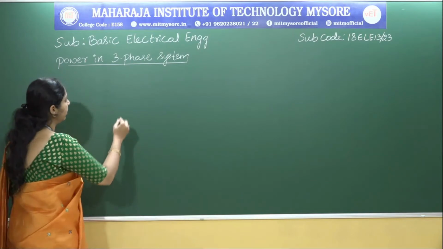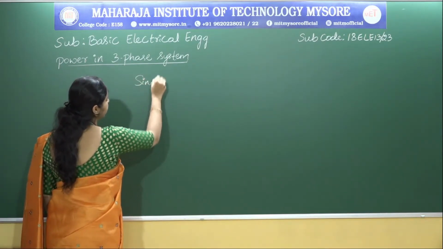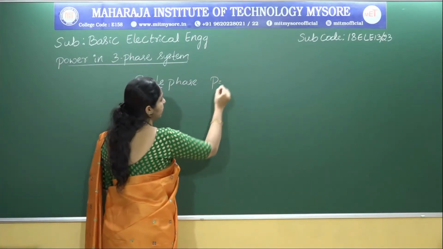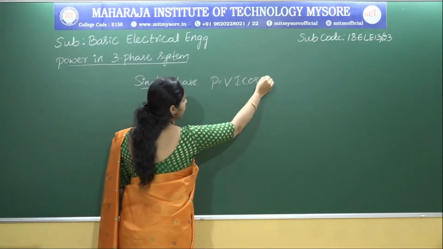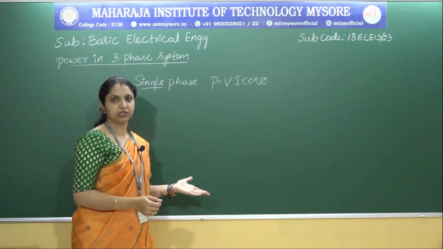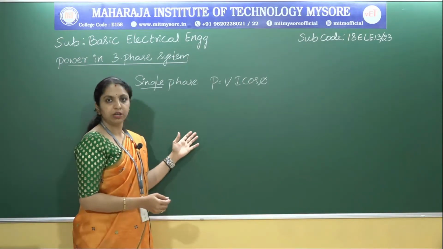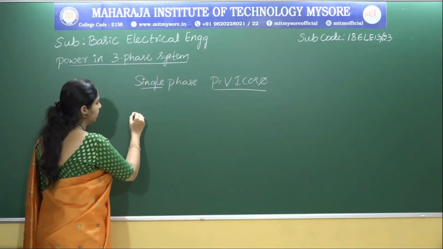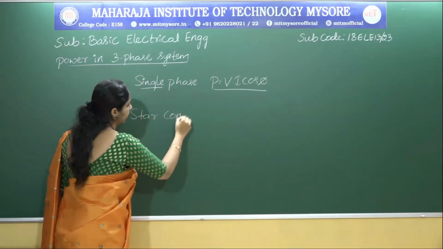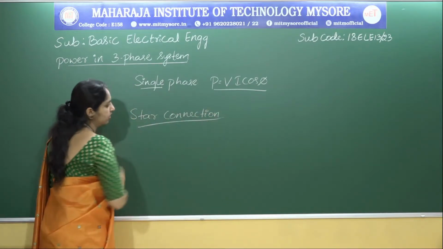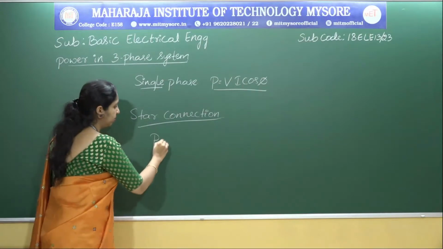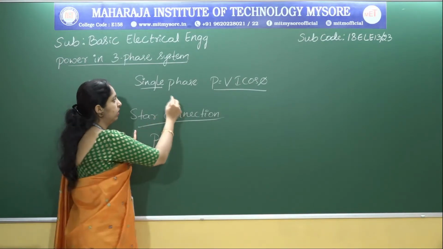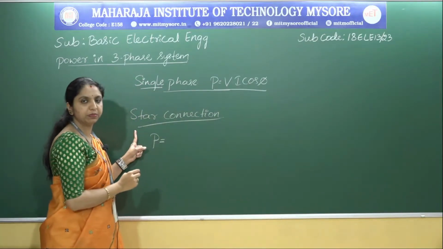And as you know already, for a single phase, that is for each phase, the power can be expressed as Vi cos phi, as we have derived in the single phase chapter, that is the single phase system. And in three phase, as we have already understood the concept of star connection, for each phase the power can be expressed as Vi cos phi.